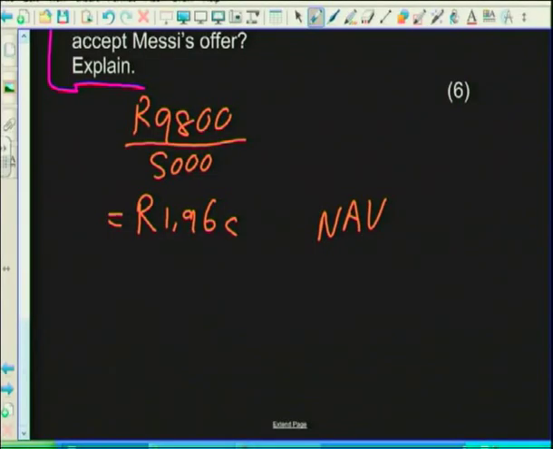Okay. Absolutely correct, guys. We're going to look at what is the net asset value. So we need to compare this to net asset value because that tells us what our shares are worth. But then we can also compare this to something else. Right at the beginning of the exercise, we were given additional information. Do you guys remember? Okay, let's go back to the beginning of the exercise.